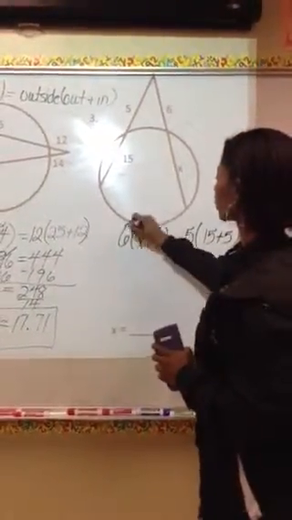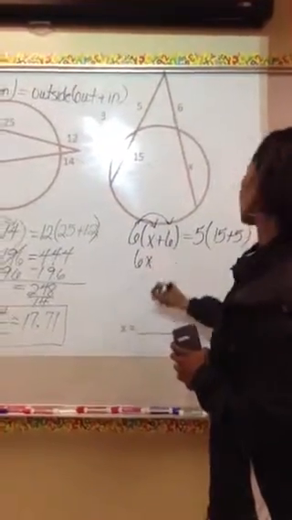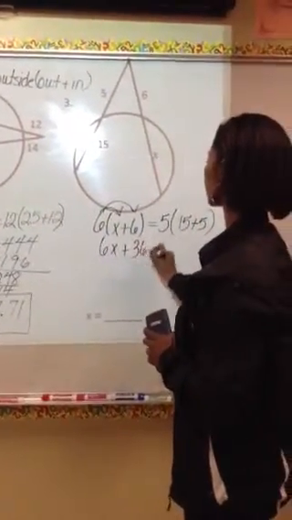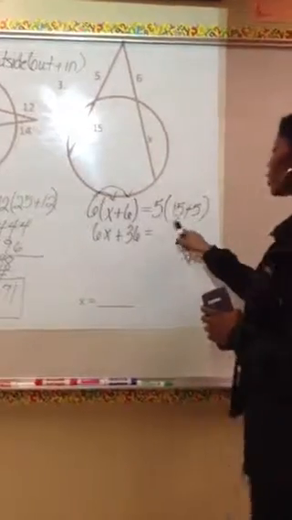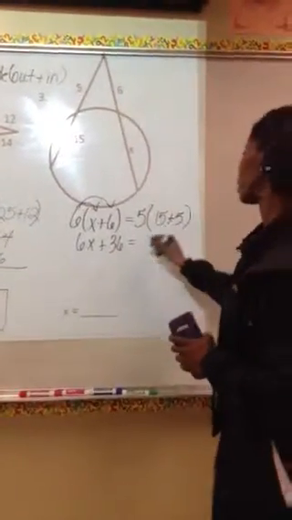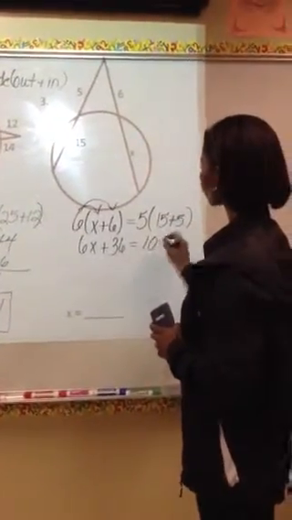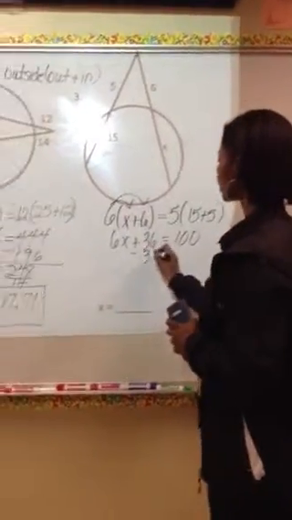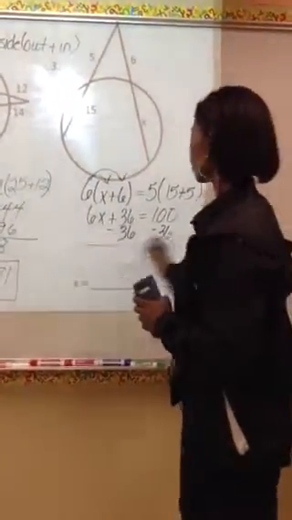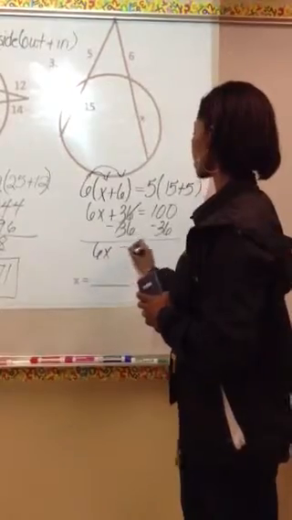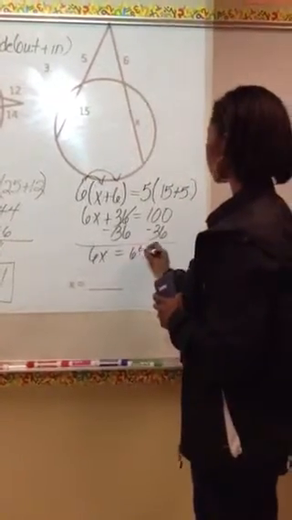And now we want to distribute on the left. So I get 6 times x is 6x plus 36. And then on the right side, I know 15 plus 5 is 20. And 20 times 5 is 100. Move the 36 to the right side of the equation. That leaves 6 times x is equal to 64.